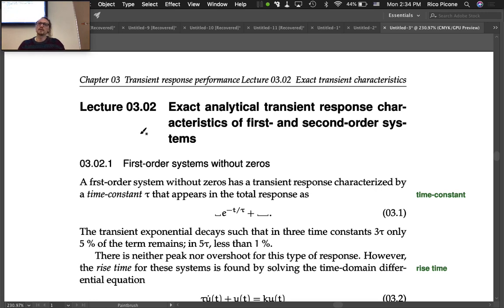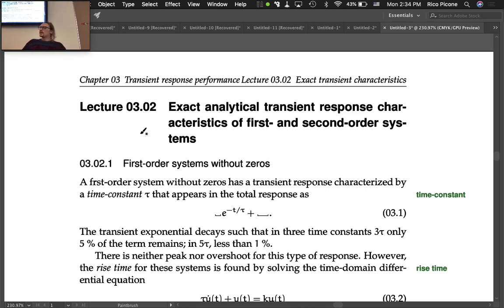So lecture 3.2. Exact analytical transient response characteristics of first and second order systems. In the previous lecture, 3.1, we talked about the 4 different transient response performance criteria that we are going to use: the rise time, the peak time, the settling time, and the percent overshoot. So those are the 4.